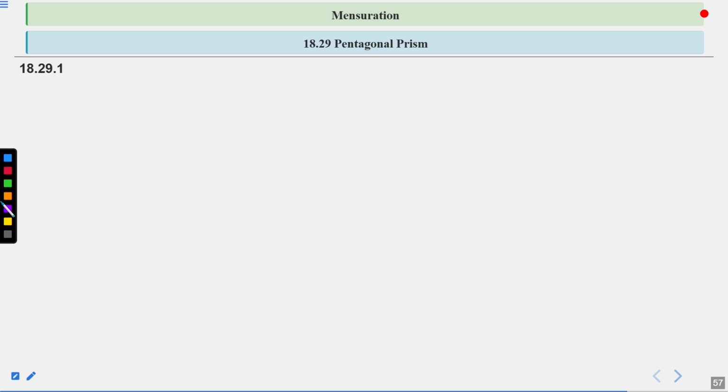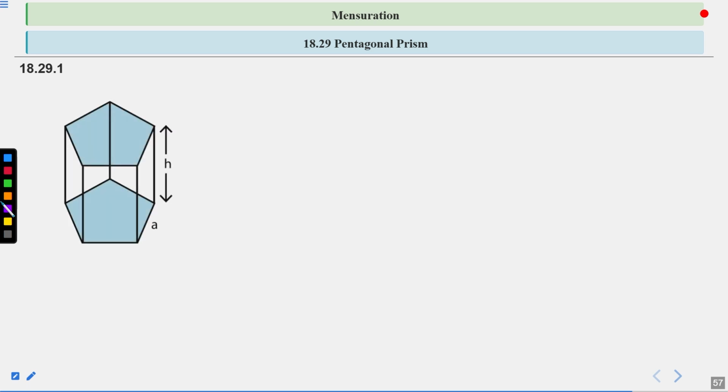Next one. Pentagonal prism 18.29. Now see the formula related to the pentagonal prism 18.29.1. So this is the diagram of the pentagonal prism, with a base and a top. The surface area of the pentagonal prism will become root 3 side square. Then we get the surface area of the pentagonal prism.